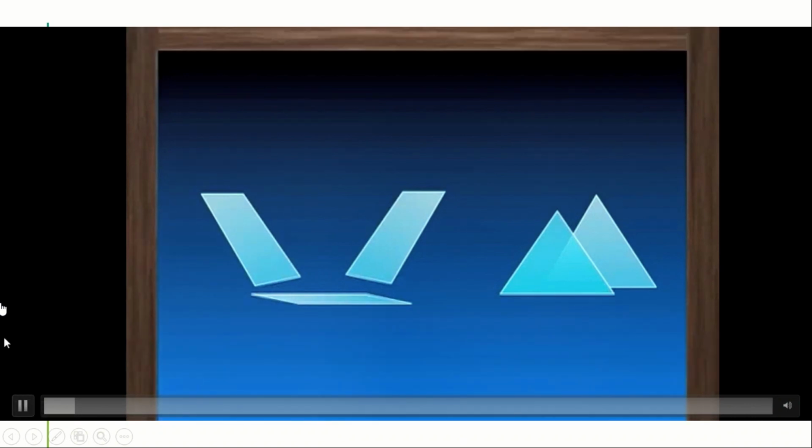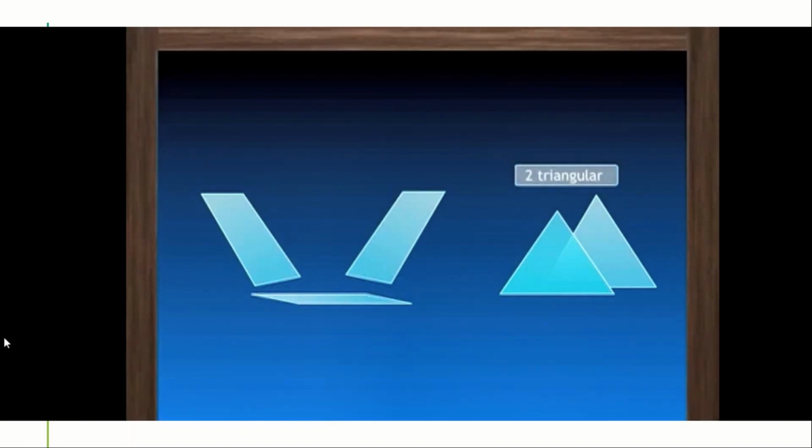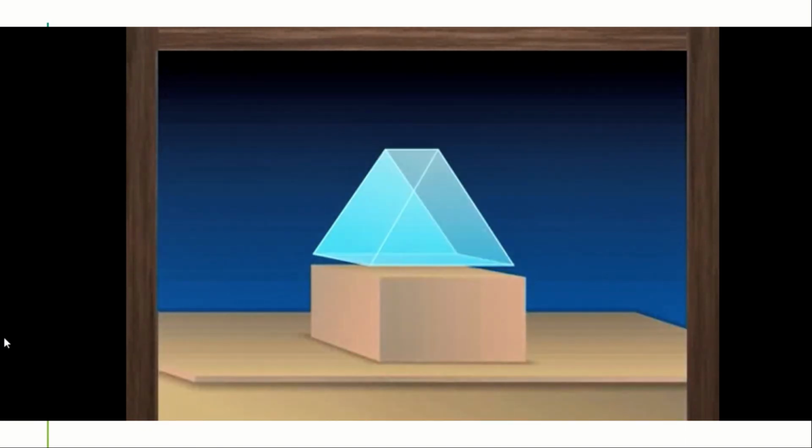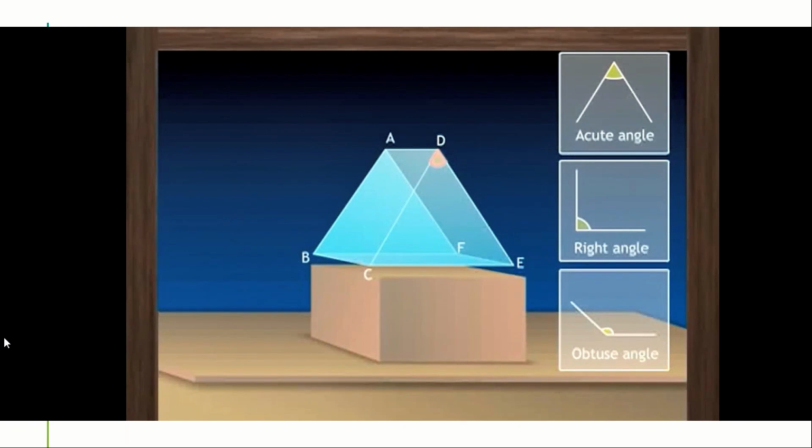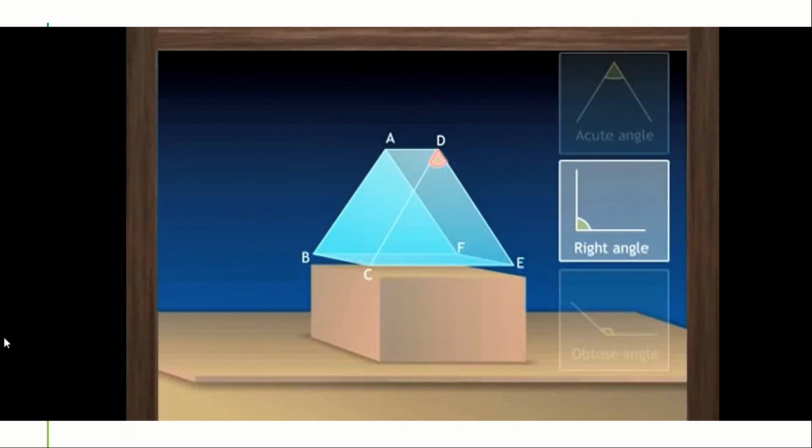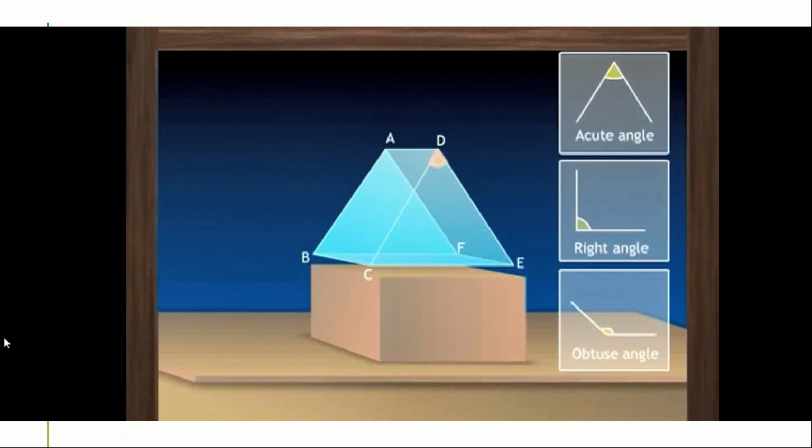A prism is a solid with two triangular bases and three rectangular sides. It is made of glass. You can see the rectangular sides A, B, C, D and A, D, E, F are inclined at an angle. This angle is called angle of prism. This angle can be acute, right angle or obtuse.